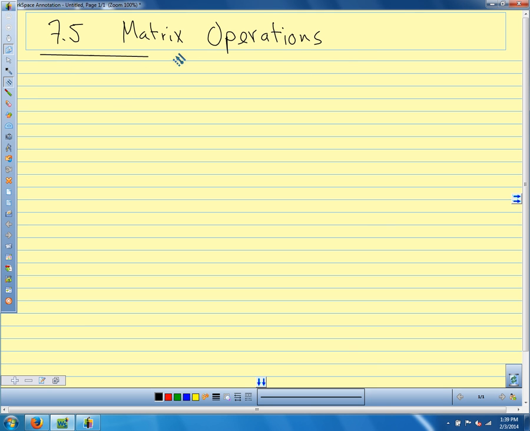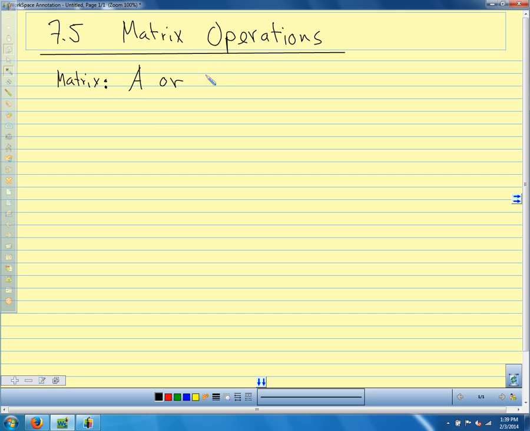We're going to talk about matrix operations. Today we're talking mostly about addition and subtraction. In our book, the standard way of writing matrices is to use an uppercase letter, A, B, C, whatever, and we put a representation of the elements of the matrix in brackets. So this is how we would refer to matrix A.